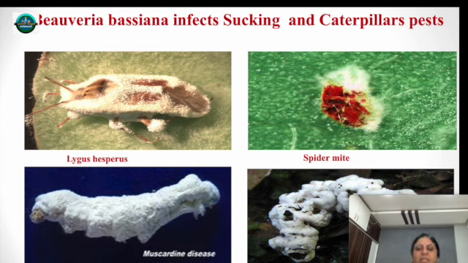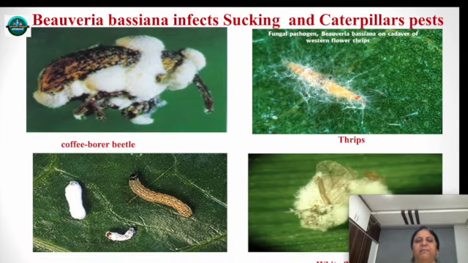Next entomopathogenic fungus is Beauveria bassiana, which is broad spectrum. Actually, Lecanicilium lecanii or Verticillium lecanii is mostly recommended for sucking pests. But when it comes to Beauveria bassiana, it is a broad spectrum one. It is recommended for many insects like sucking pests, mites, larvae, hairy caterpillars, larvae of moths, butterflies. In this way, for many insects, it is recommended.